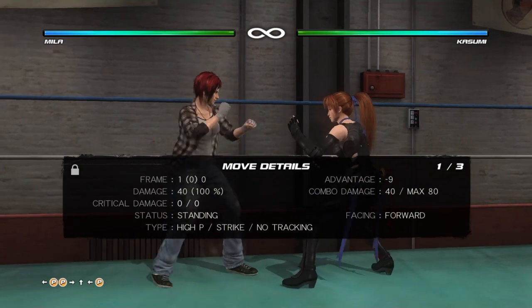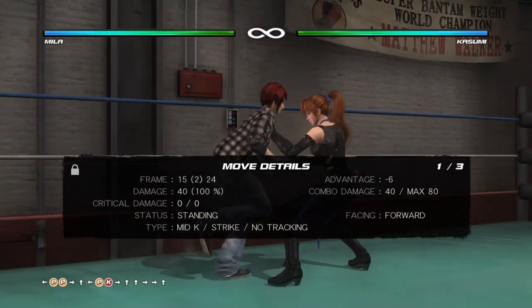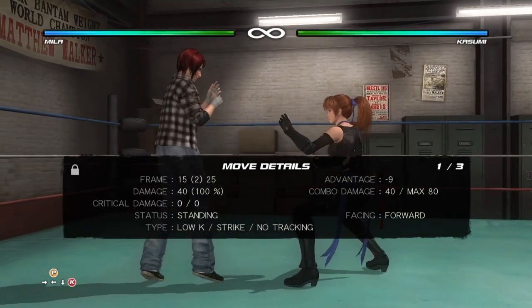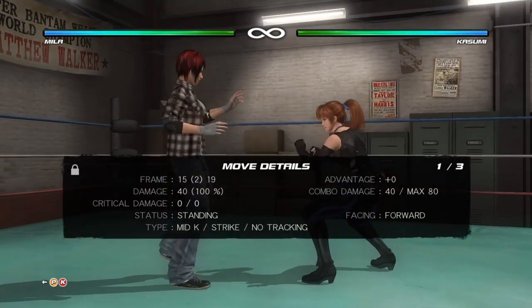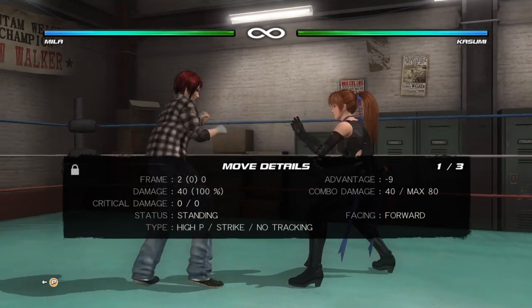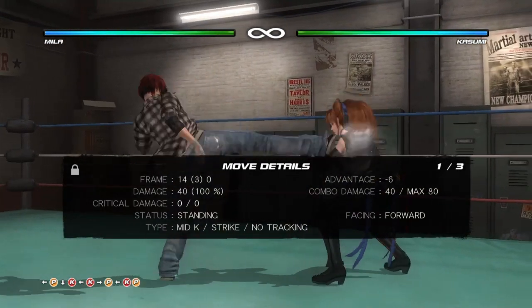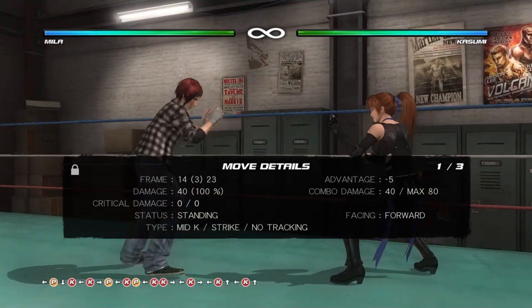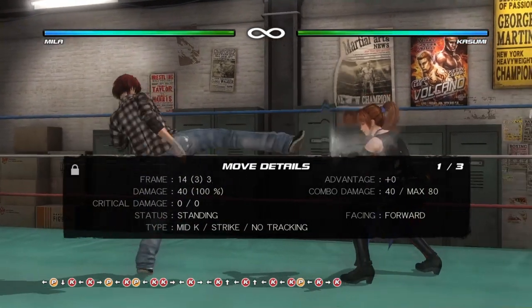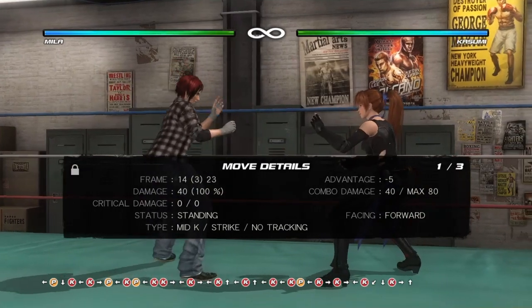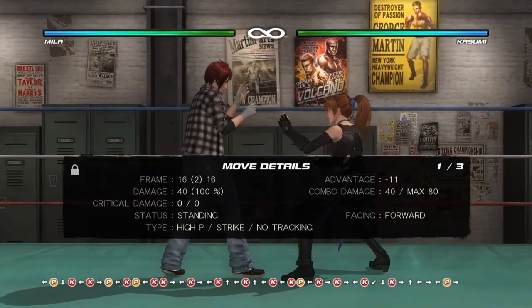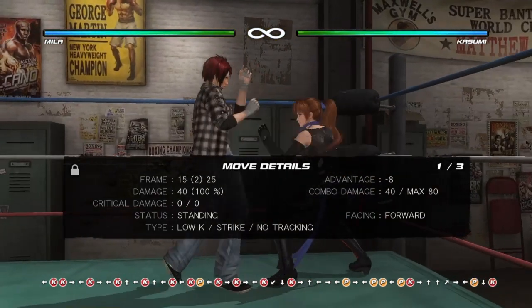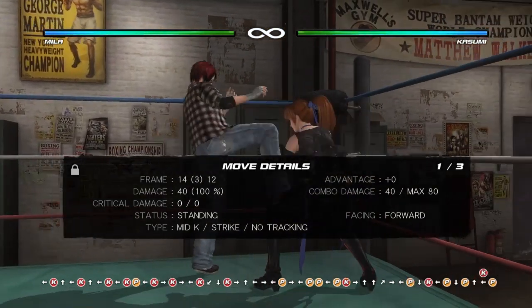-6, -9. Ooh. Oh, ho, ho, ho. The plot thickens. The problem is with this move, it's -5, which means it's just a perk, but it doesn't have a follow-up, which means... Oh, but the plot thickens with this one. Oh, that's so good. That's so good.